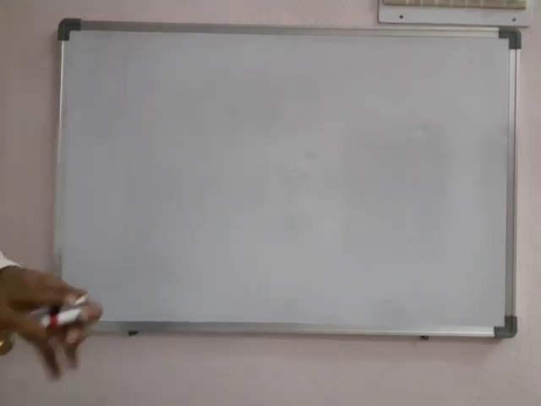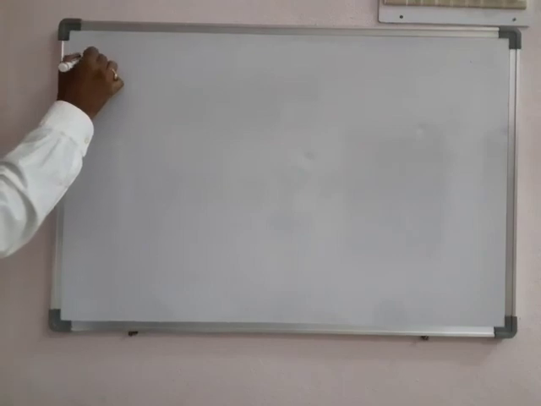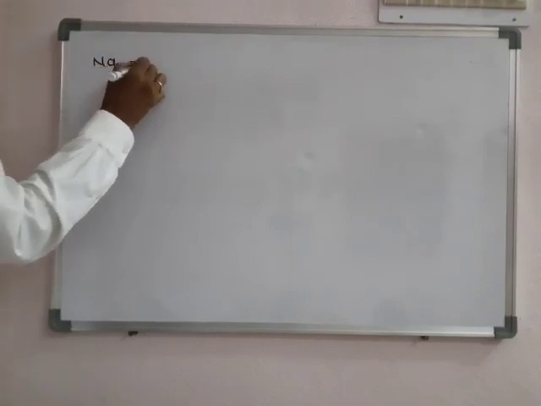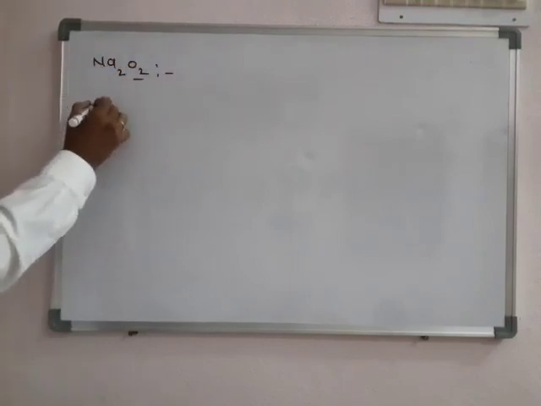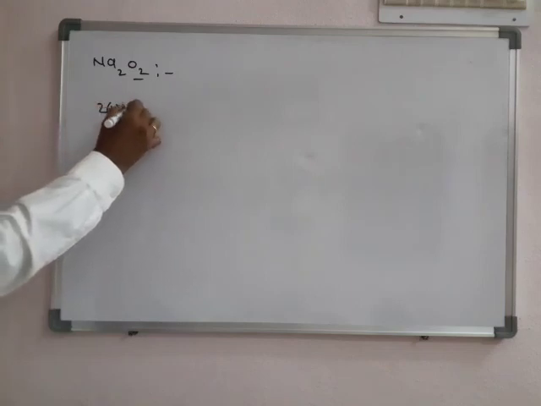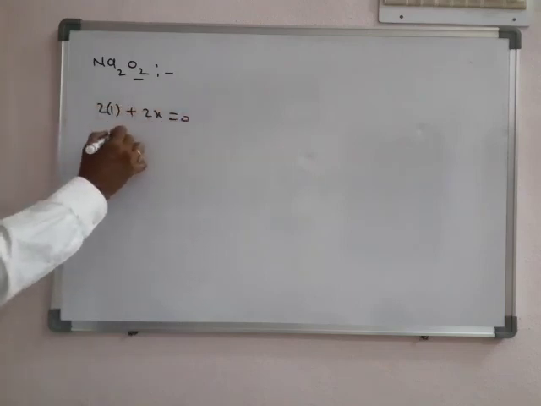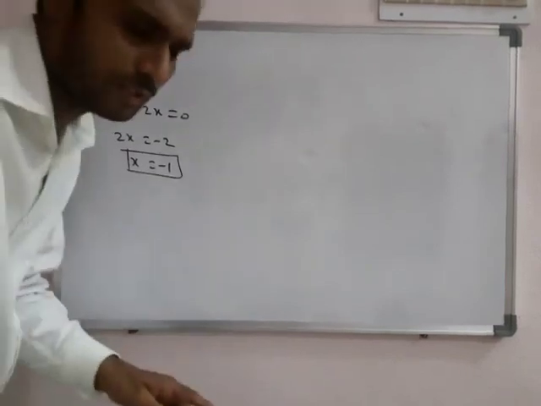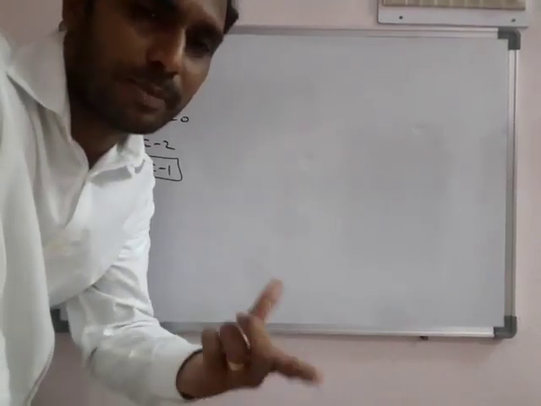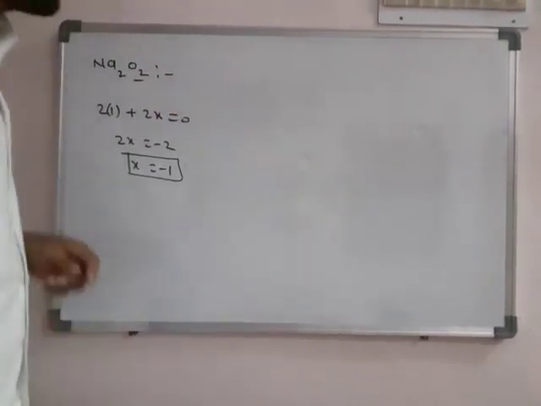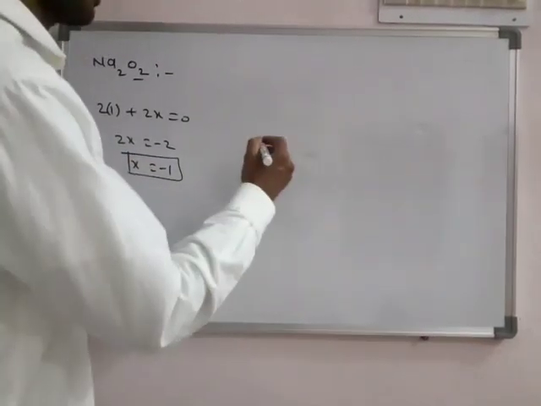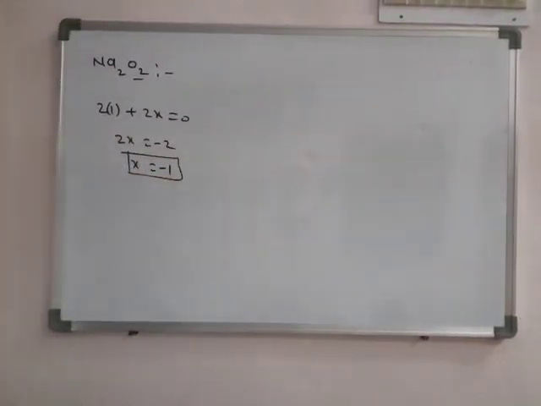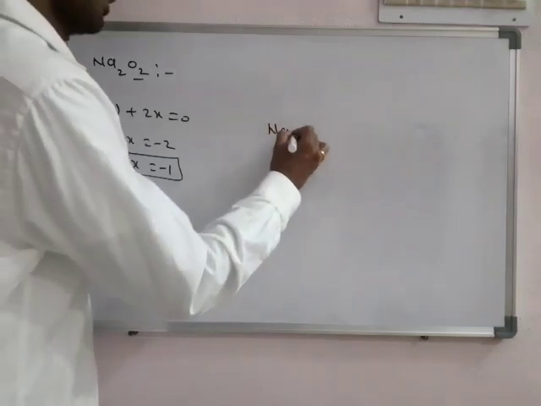Let's see sodium peroxide. Na2O2. What is the oxygen oxidation number? That is 2 into 1 plus 2x equals 0. So x equals -1. Oxygen oxidation number is -1. In peroxides it is compulsorily -1. Na2O2 is called sodium peroxide. What is the structure of sodium peroxide? There must be an O-O linkage.